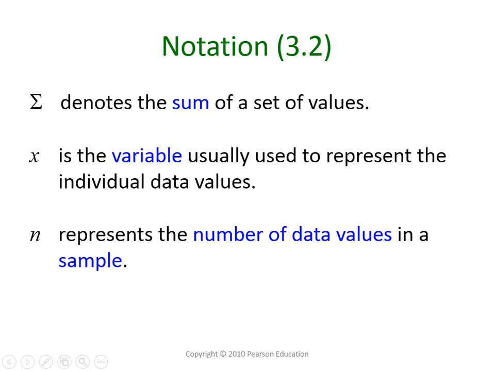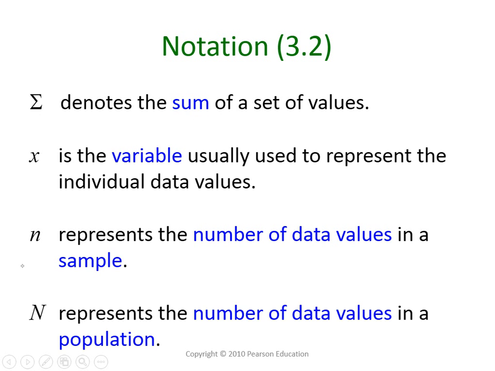So when we're looking at doing this, capital N represents the number of data values in the population. Each of these are going to be variables that you're going to see throughout the entire semester. This is adding all the values together. This is my variable that represents the original data. This tells me how many are in the sample. This tells me how many were in the population that we're working with.